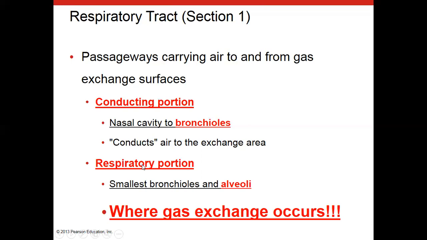And where respiration occurs, respiration is gas exchange, is called the respiratory portion, which are the smallest bronchioles that have some alveoli located on those bronchioles and the alveoli themselves. And that's where gas exchange occurs, where oxygen and carbon dioxide are exchanged across very thin membranes.